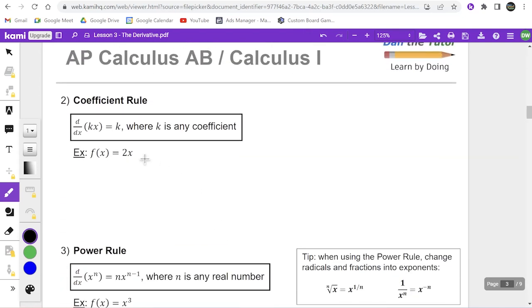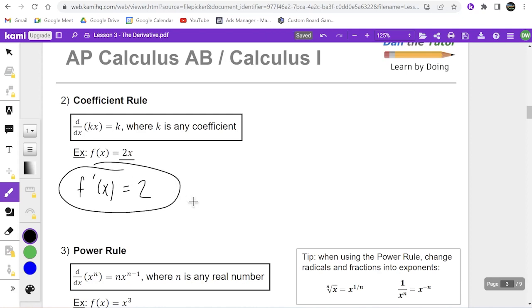Next is the coefficient rule. Basically, if you have something in front of your x, then the answer is the number in front of the x. So in other words, I already know the derivative of this one. F prime of x is the number in front of the x, which means it's 2, and you're done. See how easy that is?